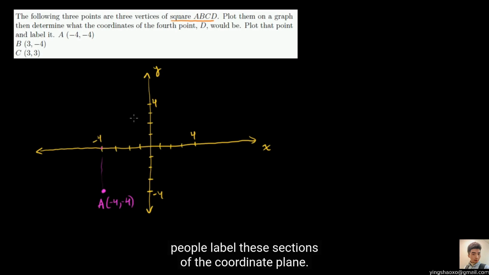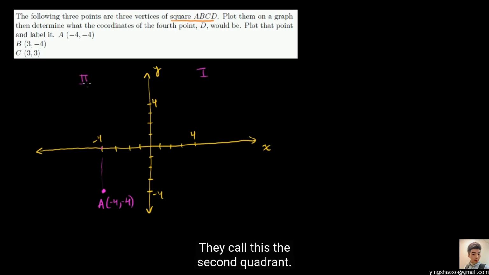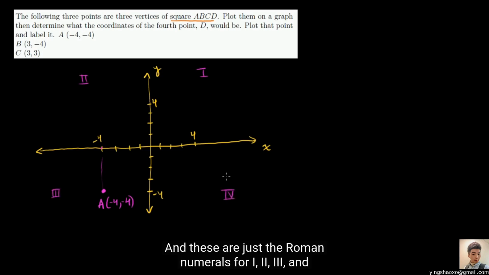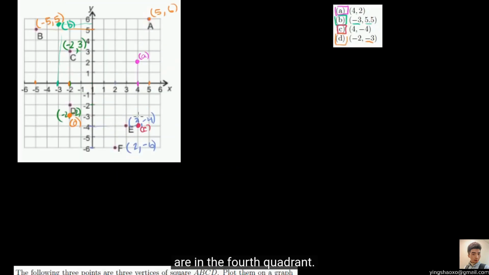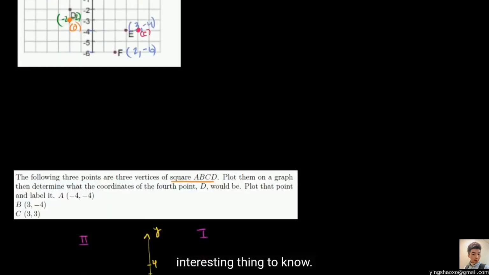And just to familiarize yourself with a labeling scheme that you may or may not have seen before, people label these sections of the coordinate plane. They call this the first quadrant, call this the second quadrant. They call this the third quadrant, and they call this the fourth quadrant. And these are just the Roman numerals for 1, 2, 3, and 4. So this point is in the third quadrant. We look at this stuff over here. These points are in the fourth quadrant. These are in the third, second, first. Just an interesting thing to know.